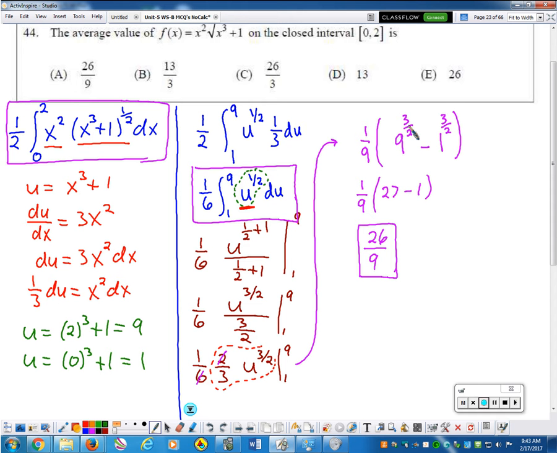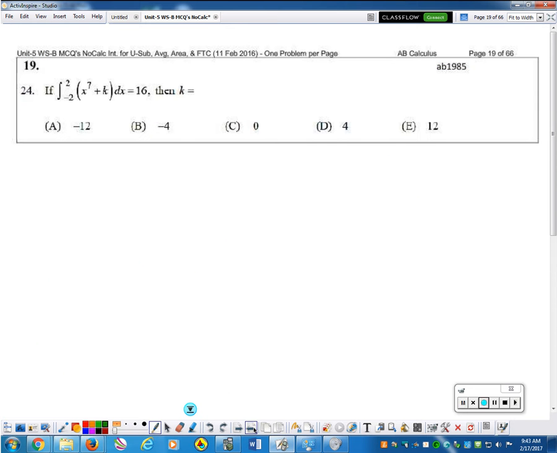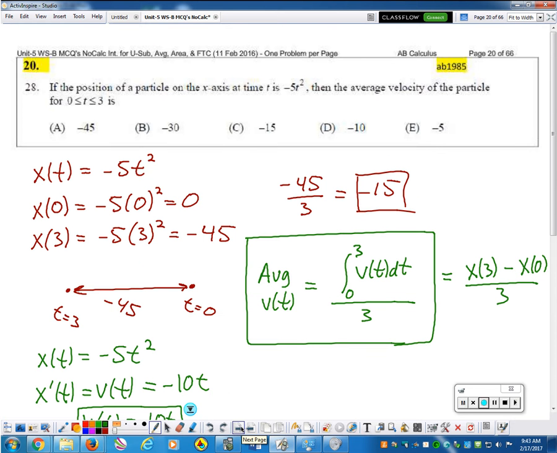Chen. So, on number 20, I don't know how I managed this. I managed to do this by sheer dumb luck. But the negative 5t squared, I took the antiderivative of it and got the right answer. Sheer dumb luck. Okay. Yeah, it happens. No worries. Happens to all of us.